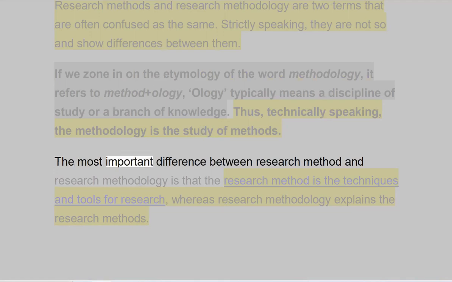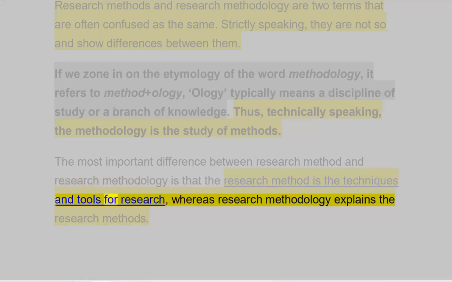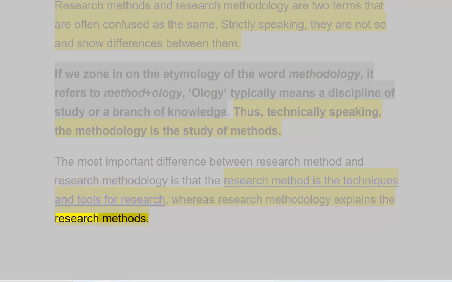The most important difference between research method and research methodology is that the research method is the techniques and tools for research, whereas research methodology explains the research methods.